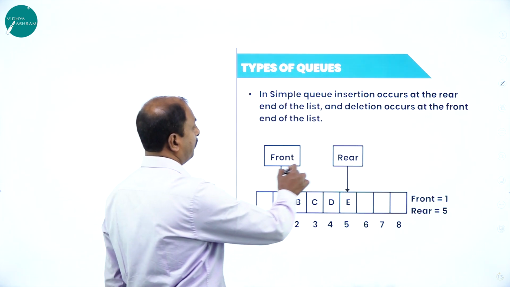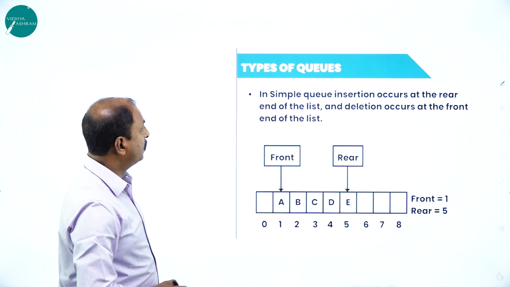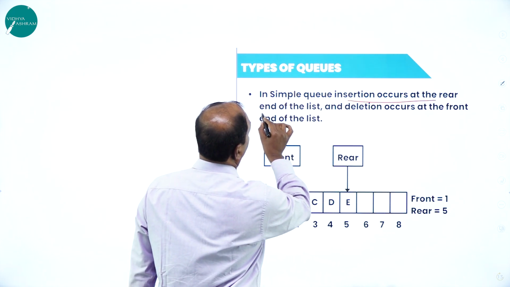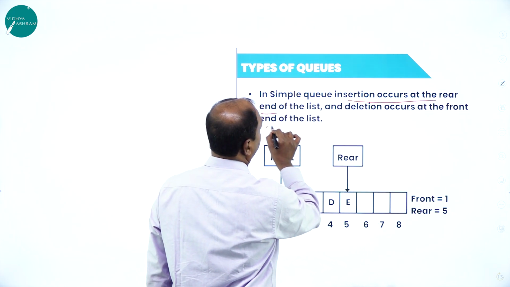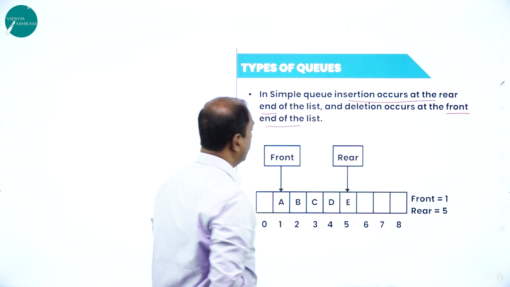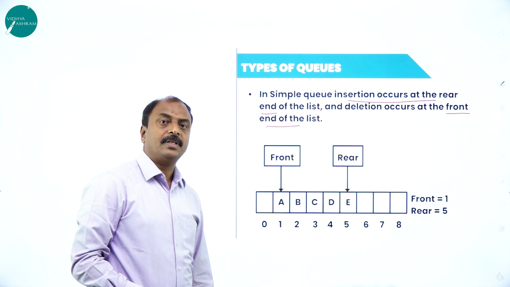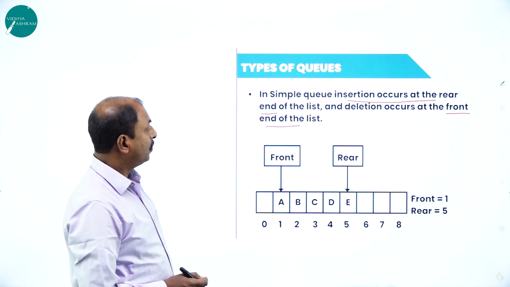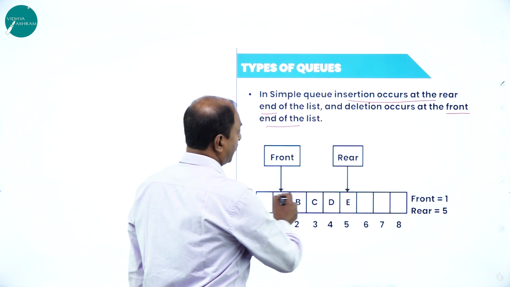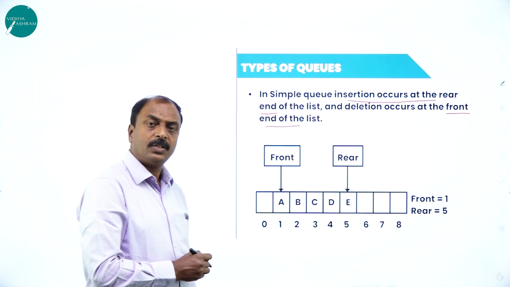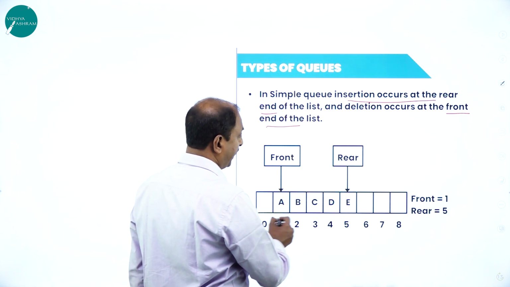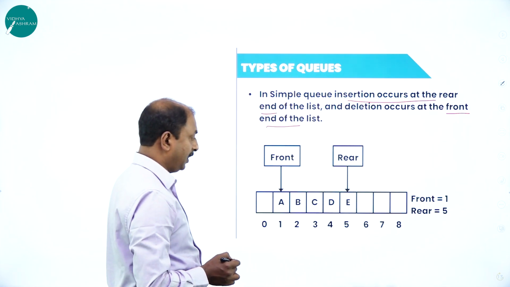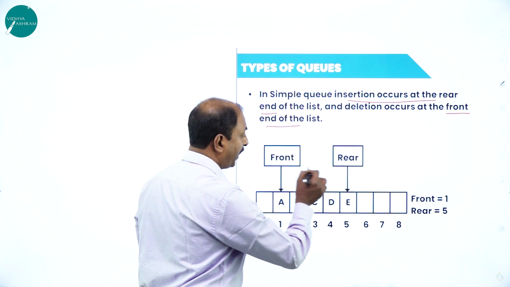This is how we represent a queue in computer memory. In a simple queue, insertion occurs at the rear end and deletion occurs at the front end. This is the front end. A queue has two pointers, front and rear. In this example we are implementing a queue through arrays. This is the array index, 0, 1, up to the last index, which is 8, and these are the elements of the queue.